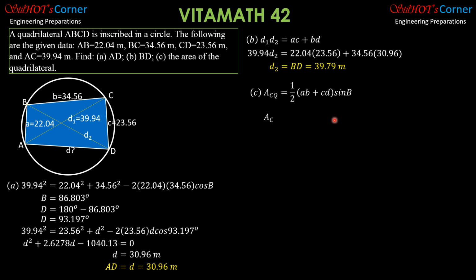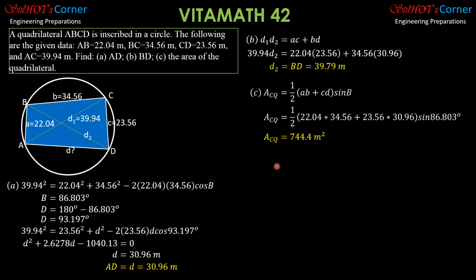Finally, the area of the cyclic quadrilateral is 1/2 quantity AB plus CD times sine of angle B. Substituting values, the area is 1/2 of 22.04 times 34.56 plus 23.56 times 30.96, times sine of B, which is 86.803 degrees. Take note that if you replace B by 93.197 degrees, the answer is the same. The area of the cyclic quadrilateral is equal to 744.4 square meters when rounded off to 4 significant figures.